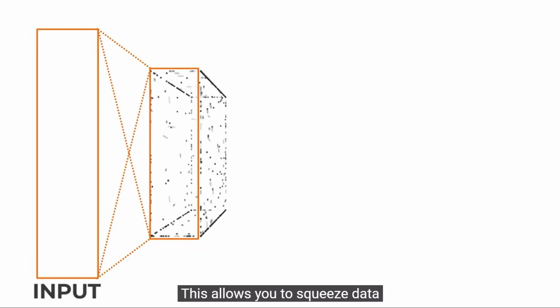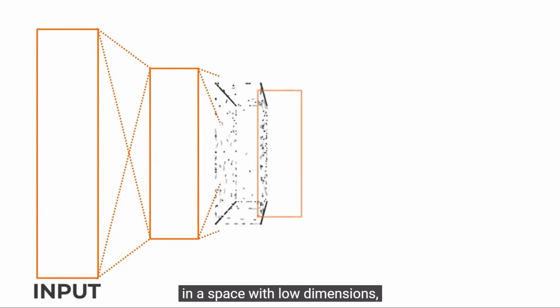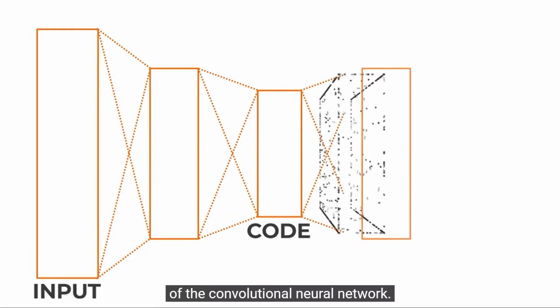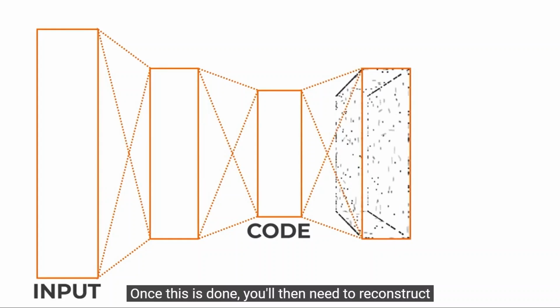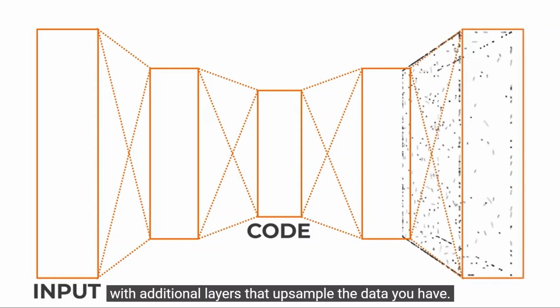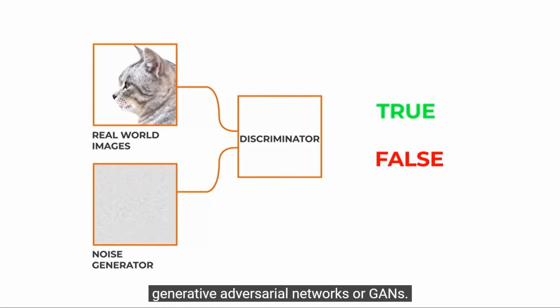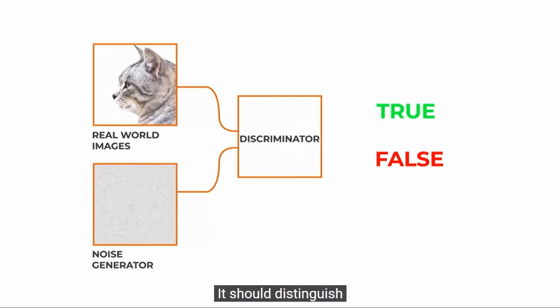This allows you to squeeze data into a space with low dimensions, performing calculations in the first part of the convolutional neural network. Once this is done, you'll then need to reconstruct with additional layers that upsample the data you have. Another option is to use generative adversarial networks, or GANs. With a GAN, you train two networks. The first gives you artificial data samples that should resemble data in the training set, while the second is a discriminative network. It should distinguish between the artificial and the true model.